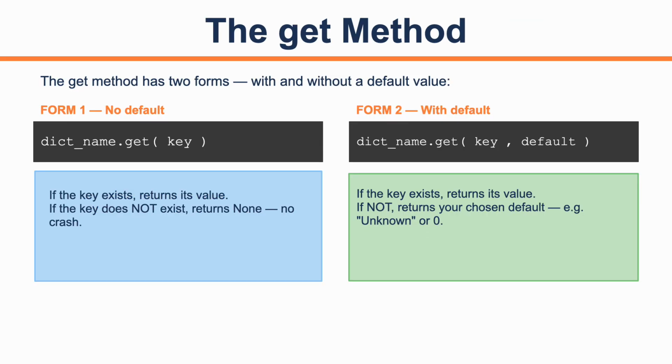The get method has two forms. The first takes just the key and returns none if it is missing. The second lets you provide a default value as a second argument, so instead of none, you get back something meaningful like the string unknown or the number 0.